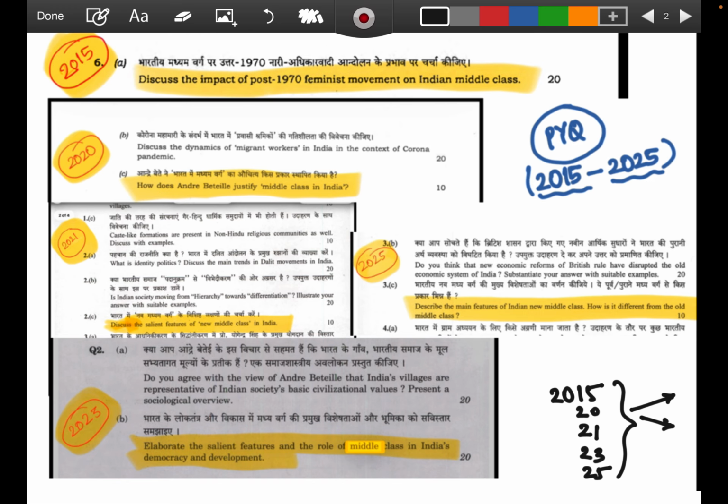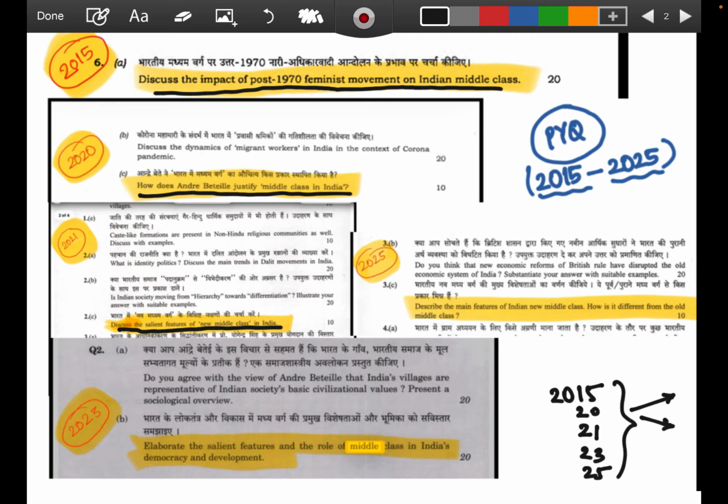See, earlier the question was like, discuss the impact of the post-1970 feminist movement on the Indian middle class. That is being asked in the form of something static that has happened in society. Again in 2020, how does André Béteille justify the middle class in India? Again, it's a static type of question, but the pattern remains the same, that the middle class in India is the prominent feature. Coming to 2021, the question was, discuss the salient features of the new middle class in India. That means the examiner wants us to know that there is an old middle class and there is a new middle class. So this differentiating aspect we need to address from the same viewpoints.